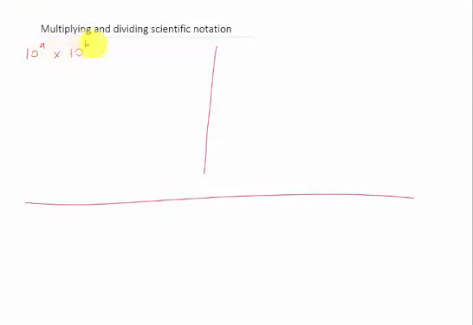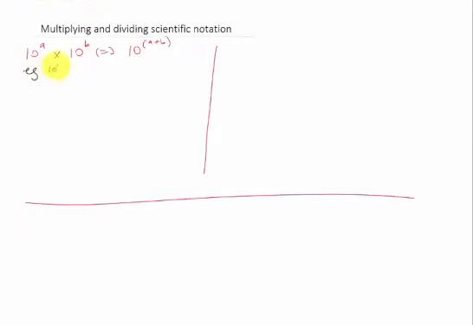How do we multiply and divide numbers written in scientific notation? So first of all, let's turn to multiplication. Let's imagine we've got 10 to the power a times 10 to the power b. That is equivalent to saying 10 to the power of a plus b. So we add the exponents together. If I show you an example, you'll see what I mean.